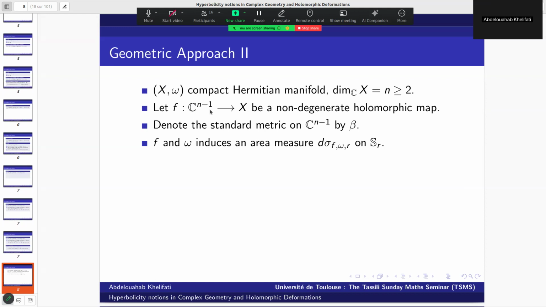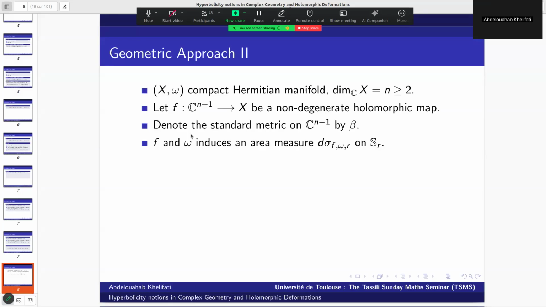This can of course be generalized, and for this we need a Hermitian metric on a compact manifold X. I will define this in dimension n minus 1. You will see why in an instant, but one can generalize this approach in any dimension k greater or equal than 2. K equal to 1 is Kobayashi hyperbolicity in the compact case.